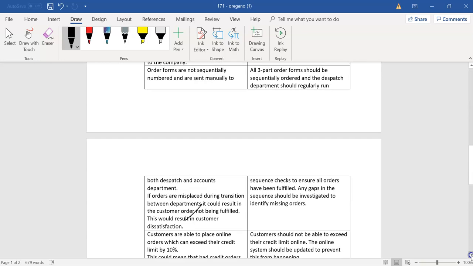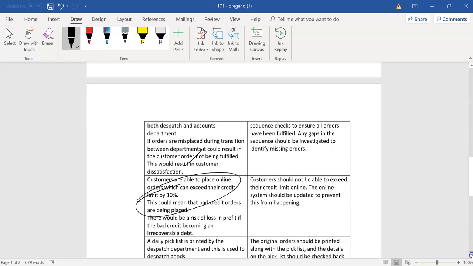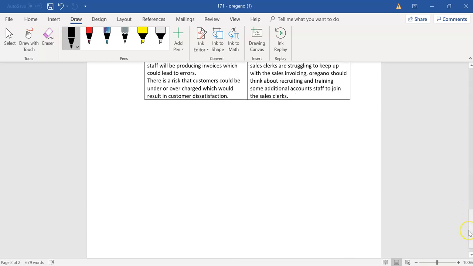And again, they talk about people being able to place things online and exceeding their credit limit. You talk about, which is just, you shouldn't have. Yes, so you have inexperienced staff coming in. So you actually picked up on all the issues, which was very good.